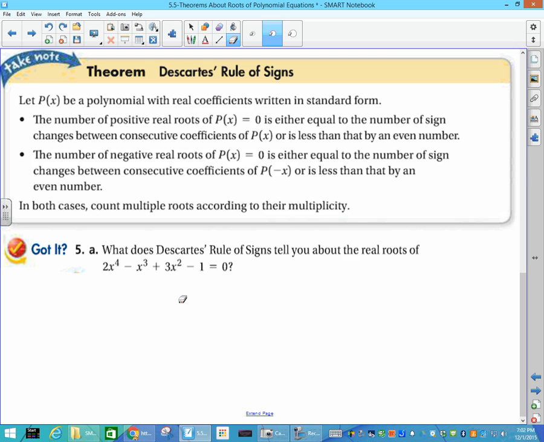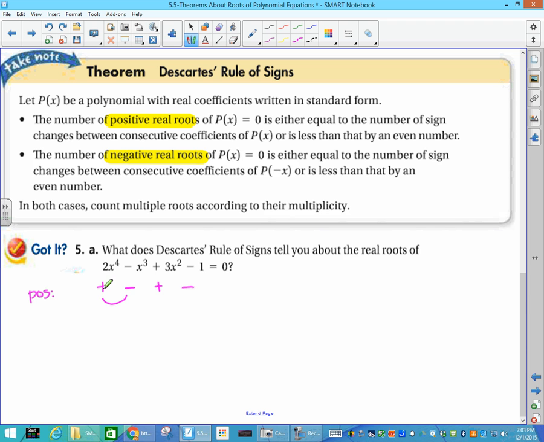Okay, we're back. What does Descartes' rule of signs tell you about the real roots? What you're supposed to do is determine how many positive real roots we have and how many negative real roots we have. Not complex numbers, but real roots. So what you do is you look at this problem and you look at the sign changes. This is for the positive ones. You look at what you have. This is positive, this is negative, this is positive, and that's negative. I'm just looking at the coefficients.